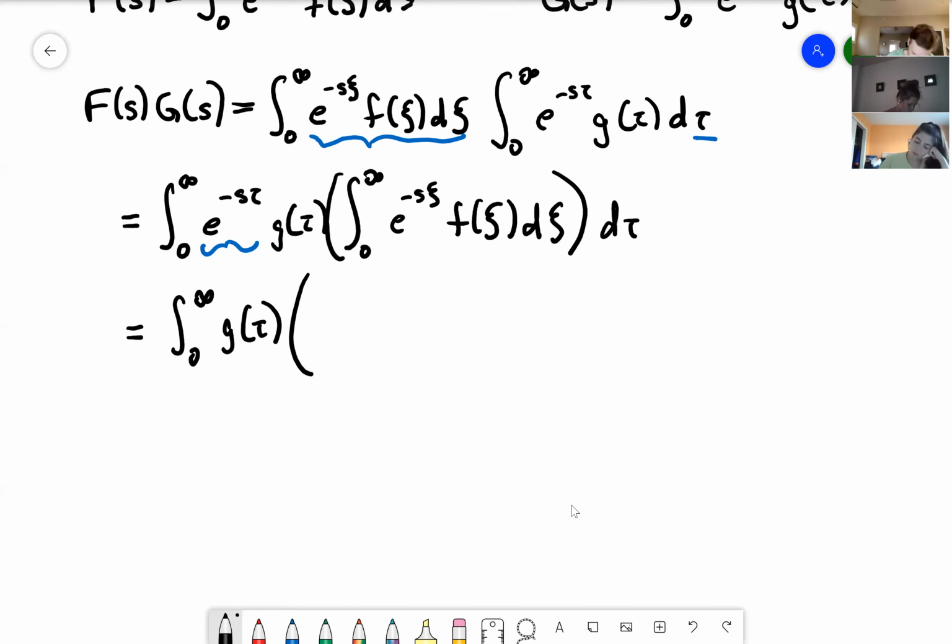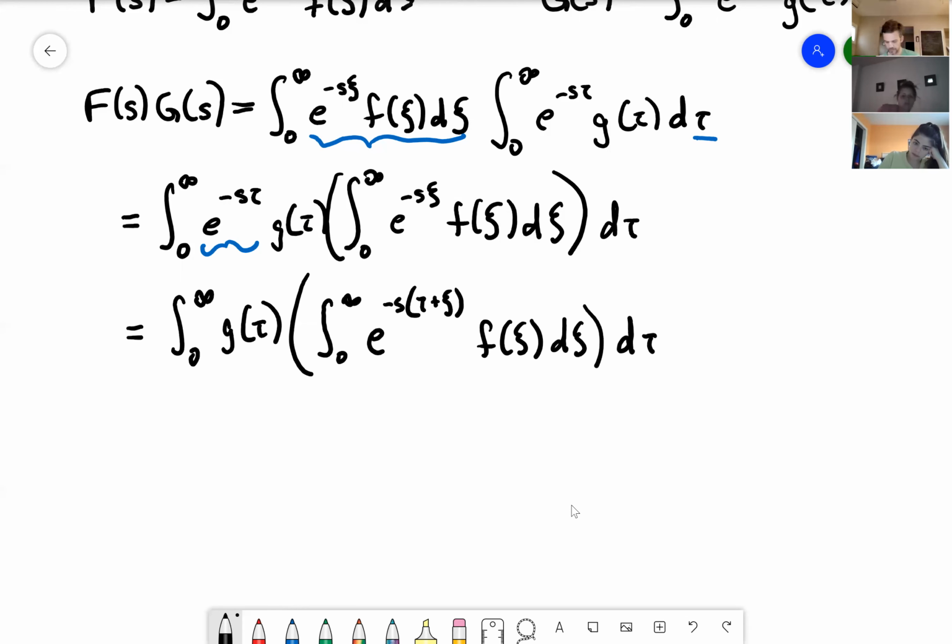Now on the inside, integral from 0 to infinity, e to the minus s tau times e to the minus s c, so e to the minus s times tau plus c, f of c, dc. Okay.